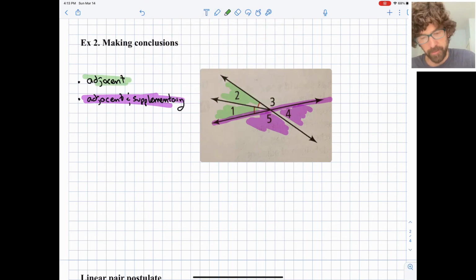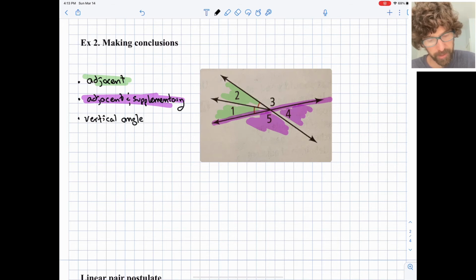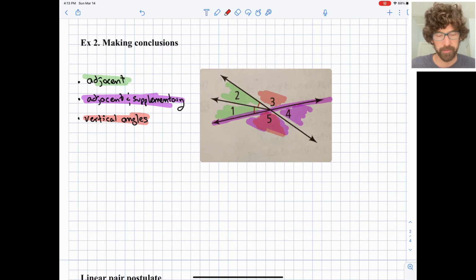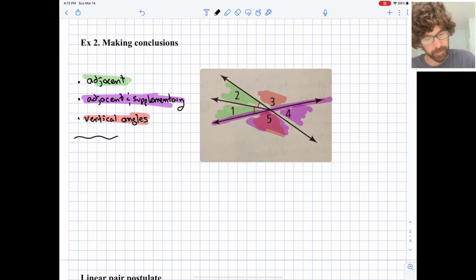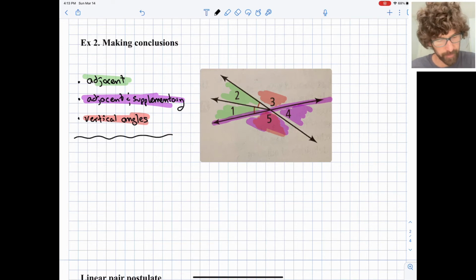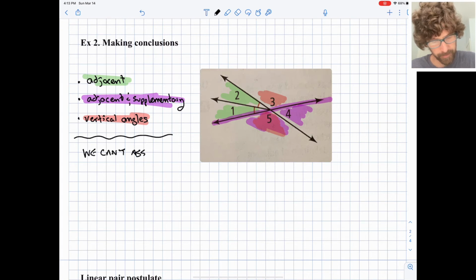And lastly, we can assume if angles are vertical angles. If angles appear to be vertical angles, then we can assume they are, even if we're not explicitly told that. So angles 5 and 3, we can know that those are vertical angles. We can assume that. But what can we not conclude, or what can we not assume? We can't assume the following.